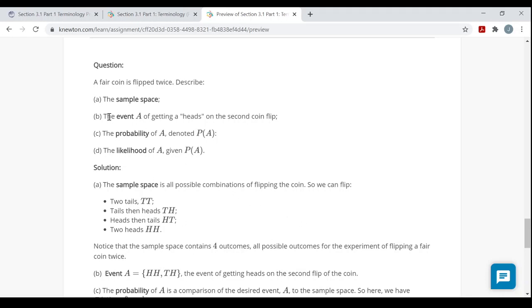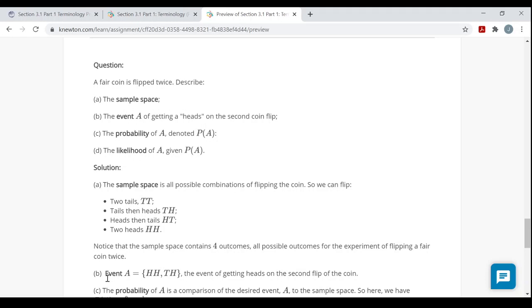So now here, suppose the event A of getting a heads on the second coin flip. What outcomes would be in this event? Remember, an event is like the sample space, but not all of the outcomes necessarily. The sample space is also an event, but it's the event with all the outcomes. Other events like this would have just a few of them.